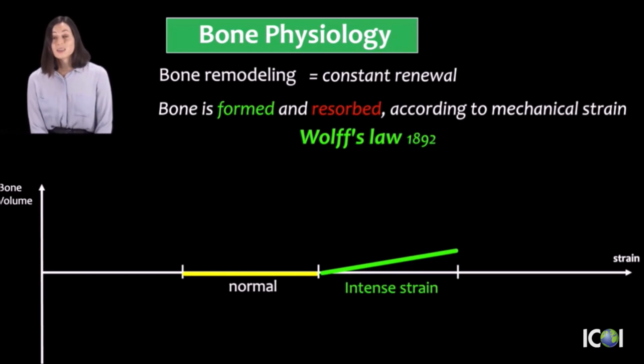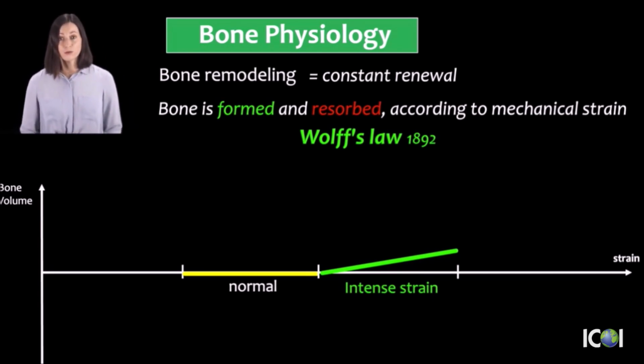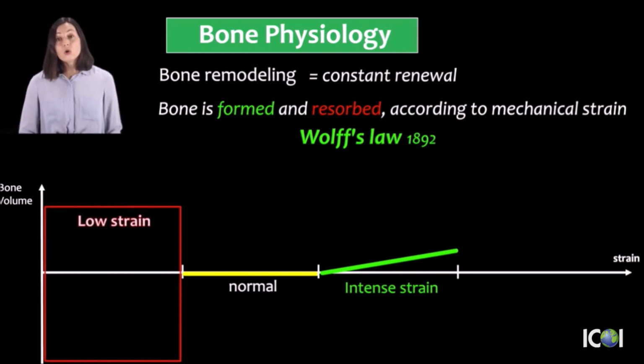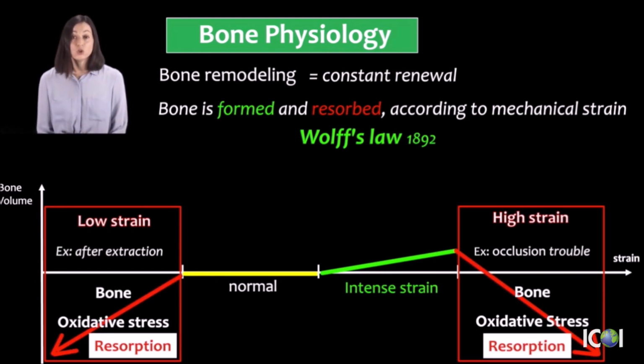But there are situations, for example in low strain after extraction, or in higher strain, where we have oxidation on the bone. And this is why the bone resorbs, because of this either too low or too high strain.